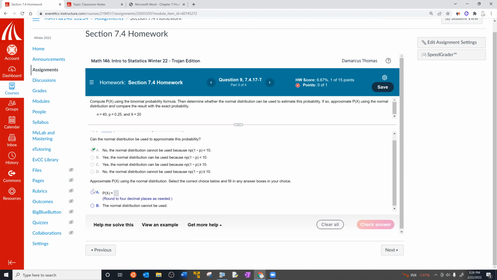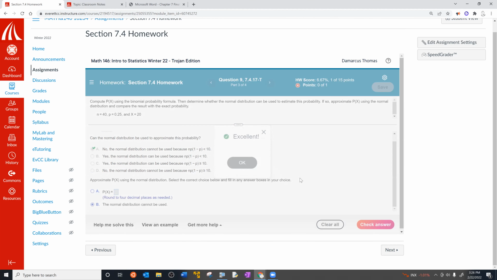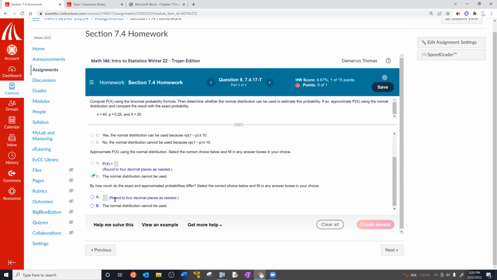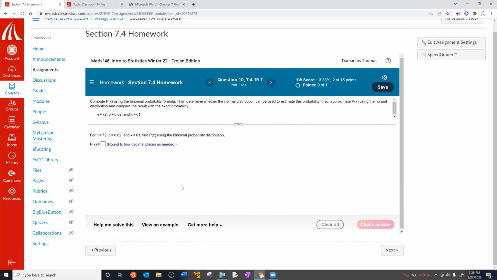And since it can't, we're going to just stop right there. It cannot be used. And now, since it can't be used, then this must also be correct. We multiplied those three together. Let's do another one. And this one probably will work. Look at our n. Our n is pretty large.